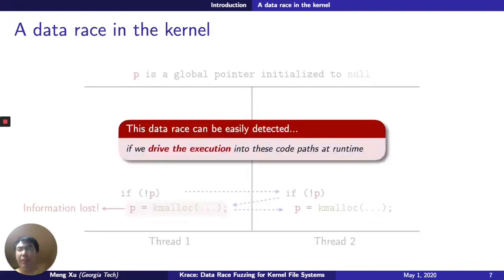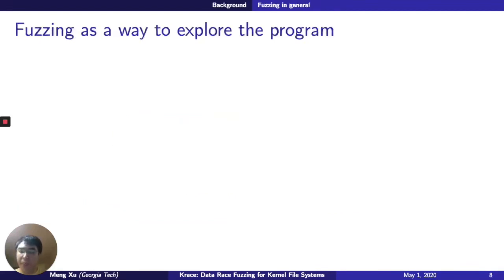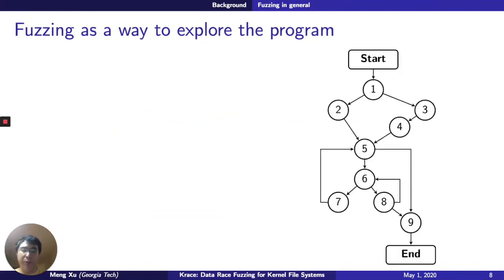This kind of data race can be easily detected if we can drive the execution into this code path at runtime. But the difficult thing is, how do we even get the execution into this code path in the first place? Well, this is where fuzzing comes into the picture. Fuzzing is a way to explore the program states. Traditionally, we have been using the control flow graph as a way to approximate all the states in the program.